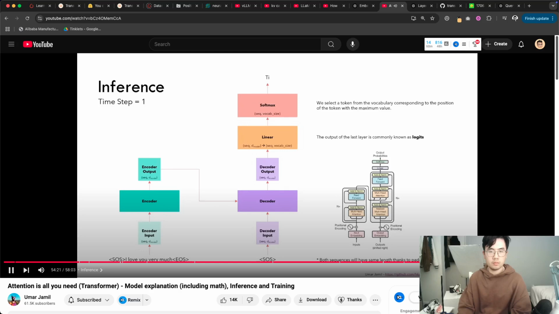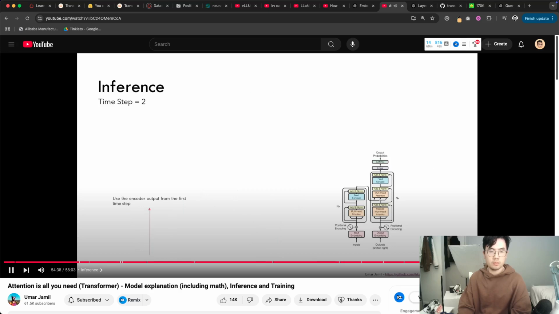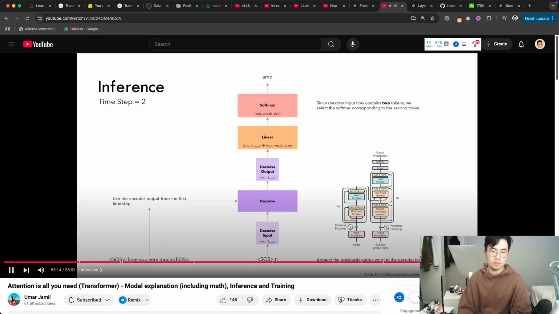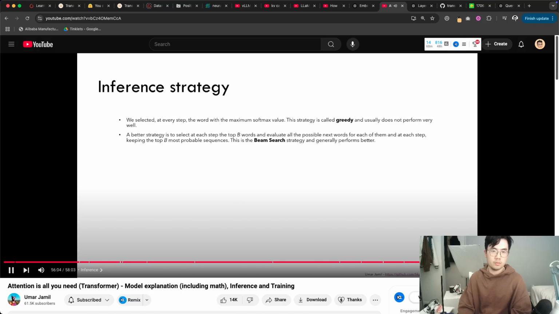When we do inference, however, we need to do it token by token, and we will also see why this is the case. Our English sentence didn't change, so the encoder output stays the same. We append the predicted token to the decoder input, and the model outputs the next token. There are many strategies for inferencing. What we use is called the greedy strategy. So for every step, we get the word with the maximum softmax value.